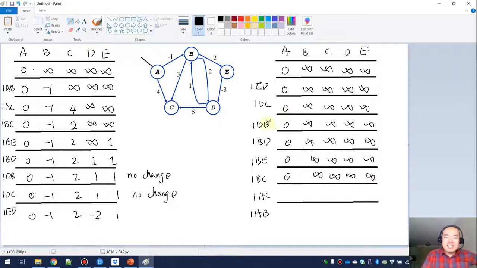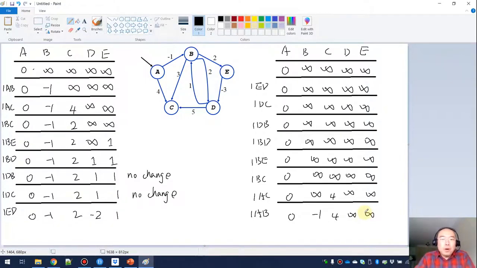For 1AC, we know how to get to A, the cost is 0. And then for the C, we can get there by 4, and 4 is much lower than infinity. So now, guess what? We have some progress, right? And then how about 1AB? For 1AB, we can do 0, and then we can get to B with a -1, and then the 4, infinity, infinity. Okay, so it doesn't matter.